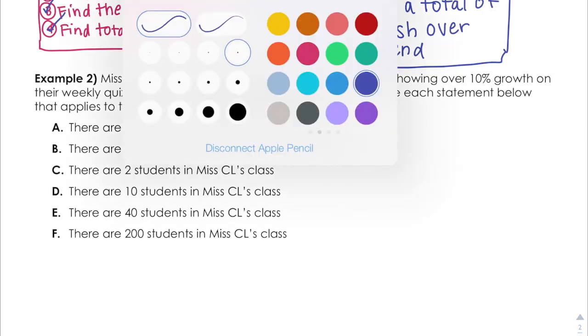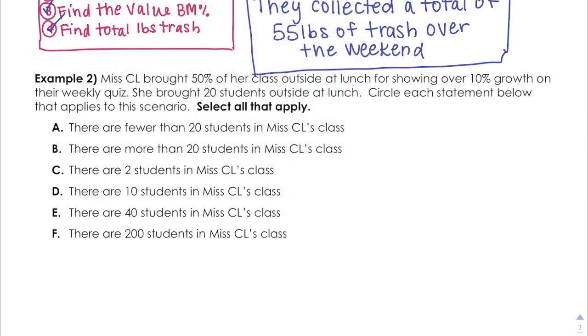All right, so it says, Miss C brought 50% of her class outside at lunch for showing over 10% growth on their weekly quiz. She brought 20 students outside at lunch. Circle each statement below that applies to this scenario. All right, so let's go back and mark up the text. It says Miss C brought 50% of her class outside. So 50% and outside go together. Okay. It says they showed over 10% of growth on their weekly quiz. And finally, that she brought 20 students outside. I don't know why I'm saying she, it's me, but that's all right.